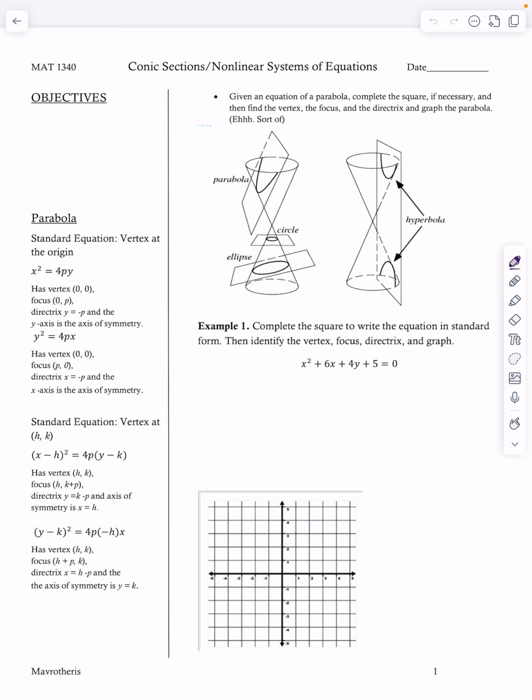Now here are the rest of the Chapter 11 notes. This is conic sections, and we're going to touch on some other nonlinear systems of equations. It makes a little more sense after you know what the conic sections look like.